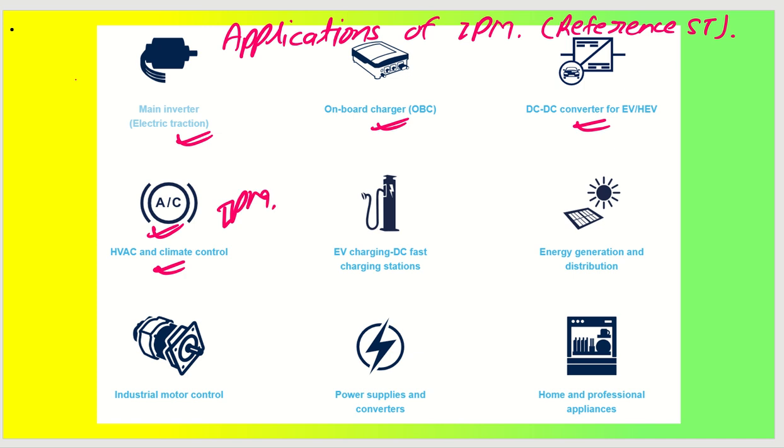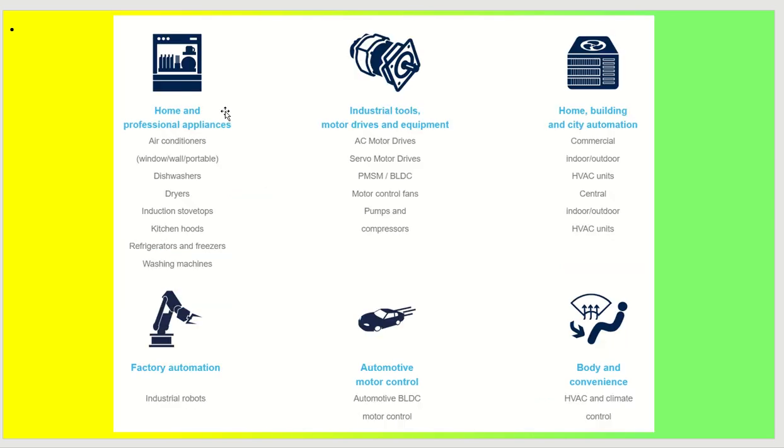We have EV charging, DC fast charging stations. We have energy generation and distribution, like solar power. We have industrial motor control. We have power supplies and converters where we utilize our IPMs. We have home and professional appliances, like fridges, washing machines, dishwashers. So many things where we try to utilize IPMs. If you see a list of them, you can see very quickly.